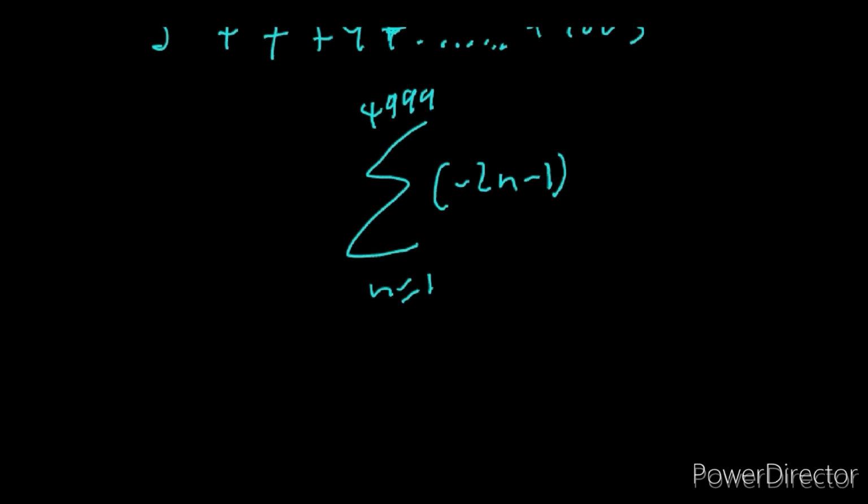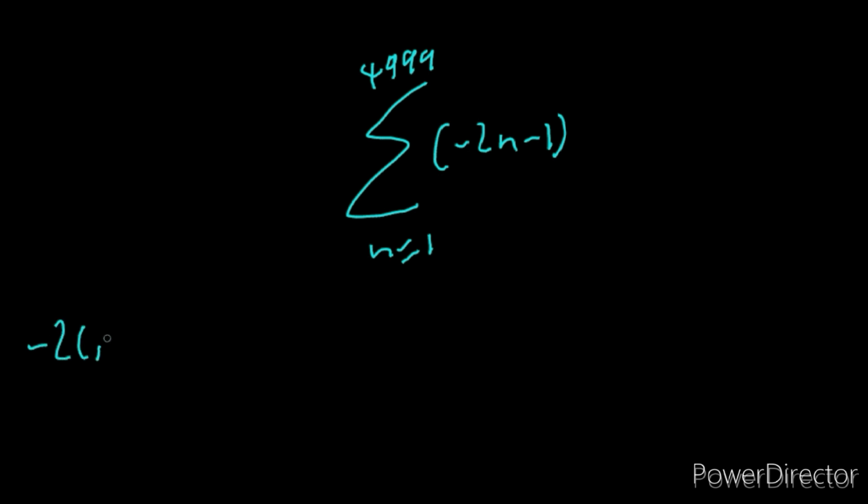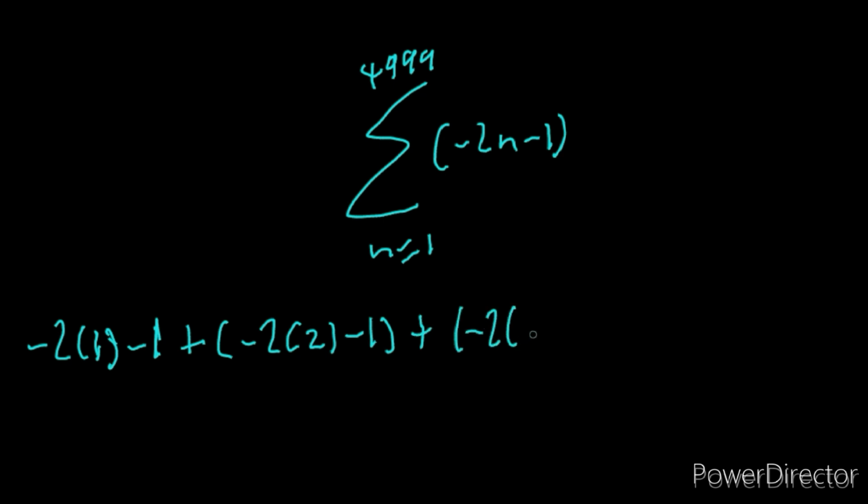So we're going to say minus 2 into 1 minus 1. Then we're going to say plus minus 2, but there's no need to say plus minus 2. You can just say minus 2. But if you want, you can say plus minus 2. Let me just do it for the sake of some students. And then in place of n, we put 2 this time, then minus 1. And then from there, we're going to say plus minus 2 into 3 minus 1, and then plus dot dot dot. Then we can say plus minus 2 into 4999 minus 1.